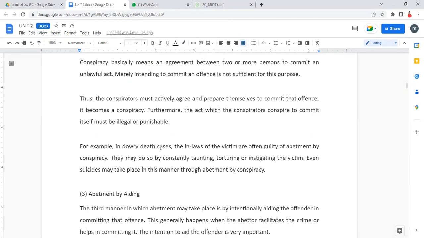For example, in dowry death cases, the in-laws of the victim are often guilty of abetment by conspiracy. They may do so by constantly taunting, torturing, or instigating the victim. Even suicides may take place in this manner through abetment by conspiracy. Over here, we would talk about conspiracy because the person ultimately died because of the continuous situation that was arising.